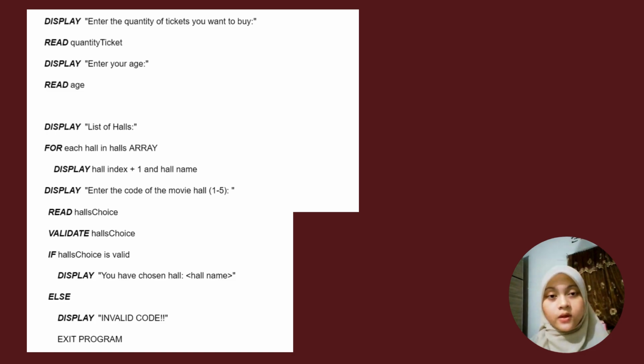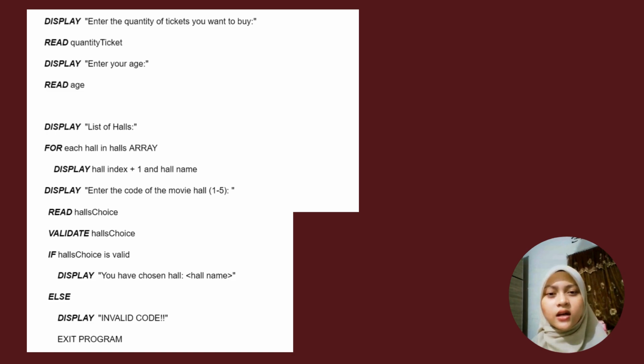Next, the program will prompt the user to enter the quantity of tickets they want to buy. The program then will read the quantity of the ticket, then store it into the variable quantity ticket. Later, the program will ask the user to enter their age to determine the prices of the ticket. After that, the program will list the halls that are available using array. There are 5 halls that are available. We use code for the user to input, which is 1 to 5.